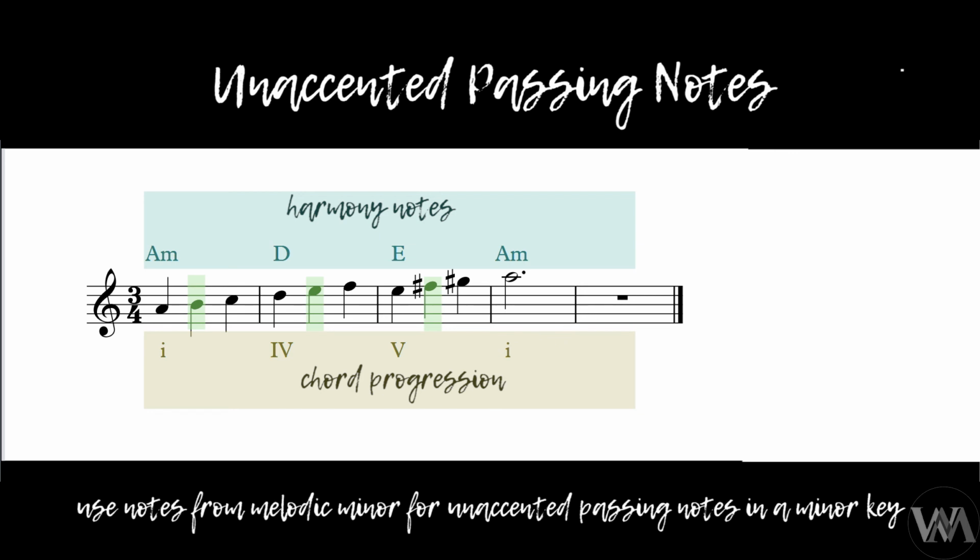It sounds much more open, it sounds much smoother and much more fluent. So that's one thing that you can remember, that when you need to add unaccented passing notes, and it is in fact in a minor key, try to use notes from the melodic scale. It is fine to use notes from the harmonic or natural minor scales, but it's just going to depend on what kind of chord progression is given to us.